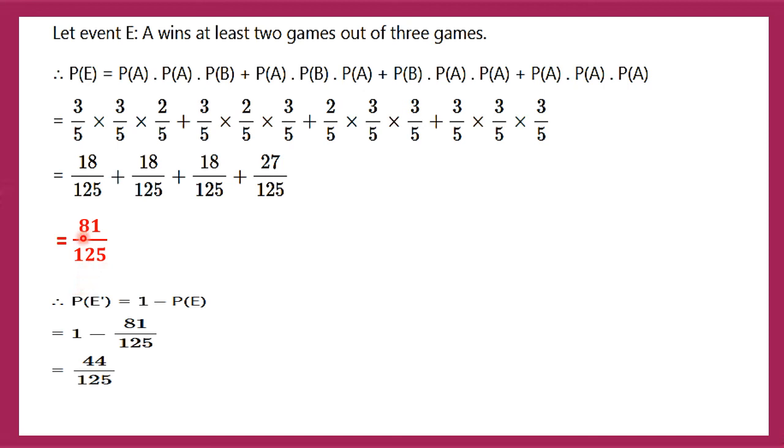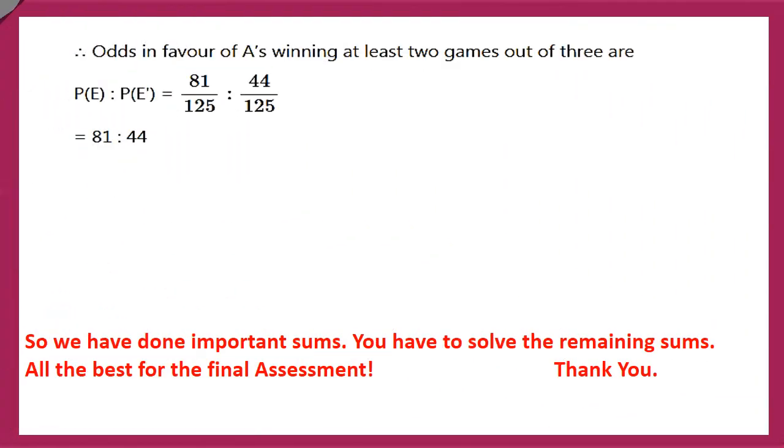Now this is P(E). Then we can calculate P(E dash) by using the formula 1 minus P(E). So 1 minus 81 upon 125 is 44 upon 125. Now we find the odds in favor of A winning at least 2 games. We have already found the probability of at least 2 games. So in odds, in favor of A means P(E) is to P(E dash). That is 81 upon 125 is to 44 upon 125. So we get 81 is to 44, as 125 will get cancelled.